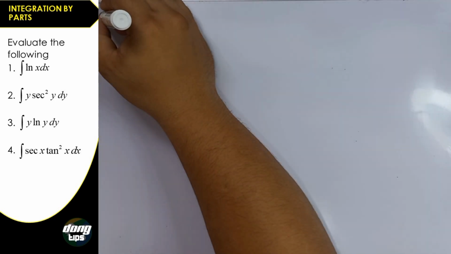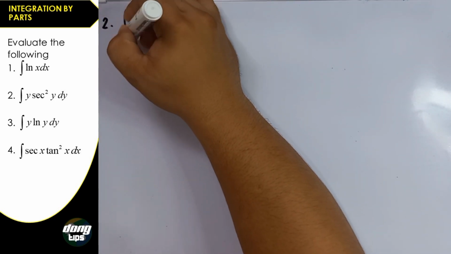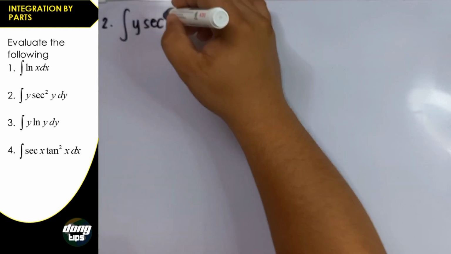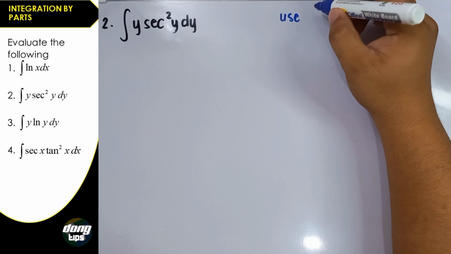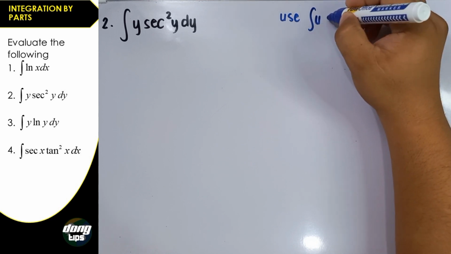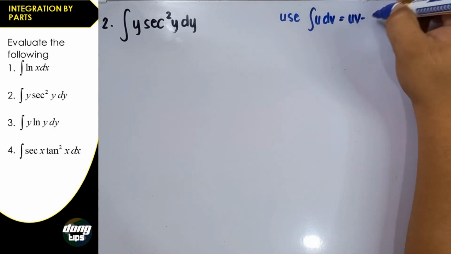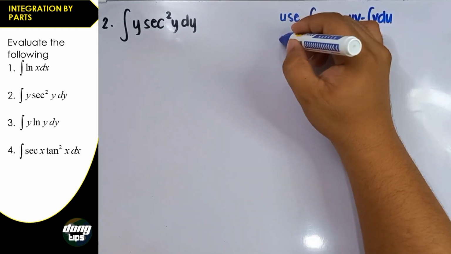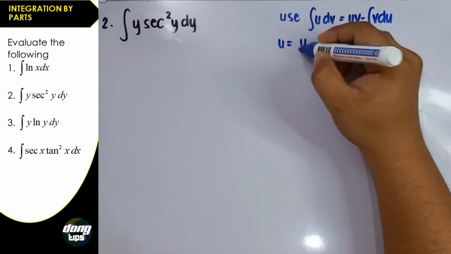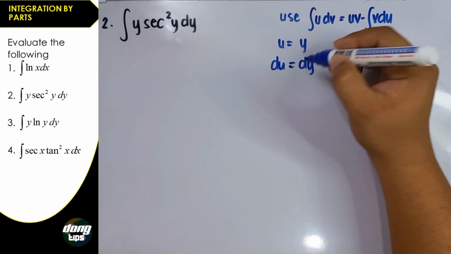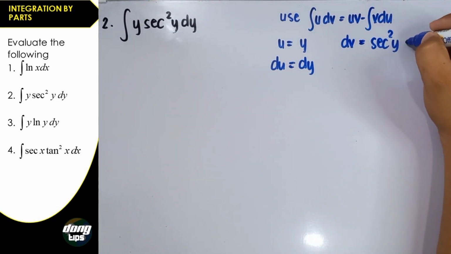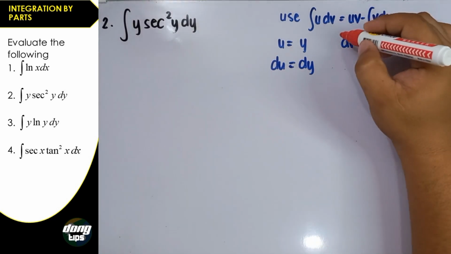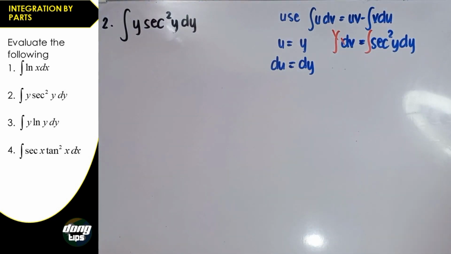Next is, evaluate the integral of y times quantity of secant y squared dy. Let's solve this using integration by parts. By investigation, since we have formula for the integral of secant squared y, we must assign this as derivative of v. From the given, we use u equals to y, derivative of this is dy, and again, dv is secant squared y dy, integrate to solve the value of v, and that is tangent of y.